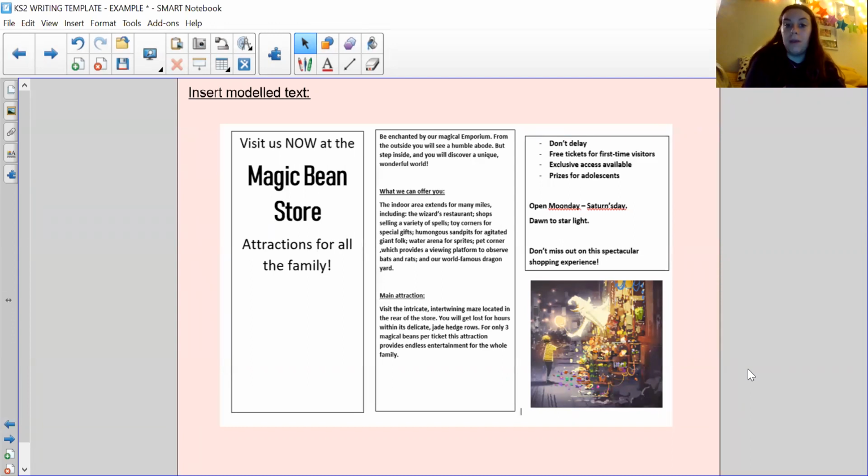Main attraction. Visit the intricate intertwining maze located in the rear of the store. You will get lost for hours within its delicate jade hedgerows. For only 3 magic beans per ticket, this attraction provides endless entertainment for the whole family. Don't delay. Free tickets for the first-time visitors, exclusive access available, prizes for adolescents. Open Moon Day to Saturn's Day, dawn to starlight. Don't miss out on this spectacular shopping experience.